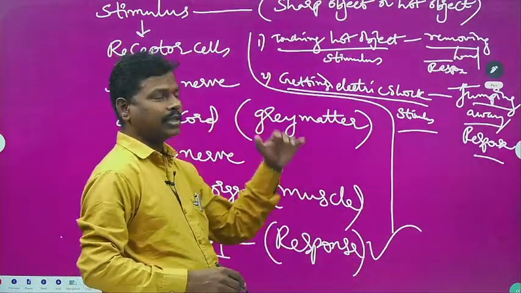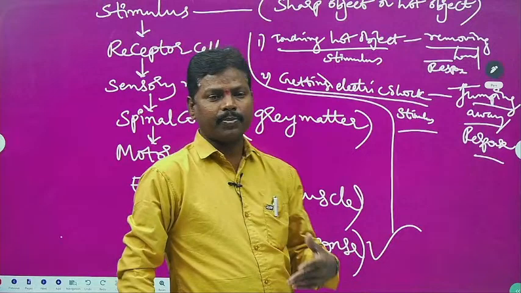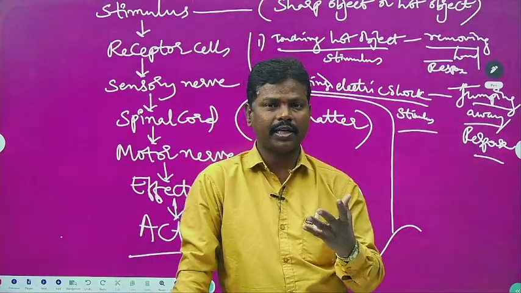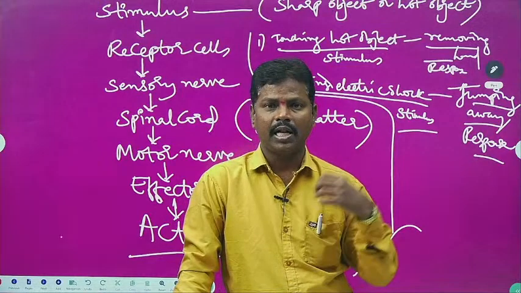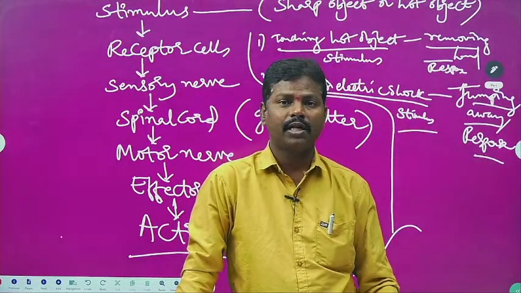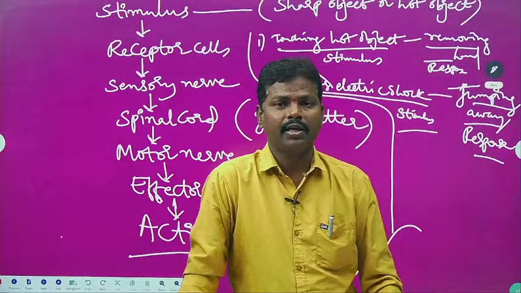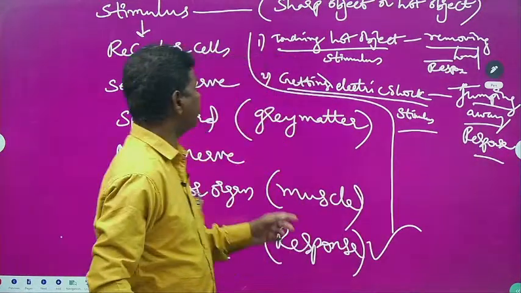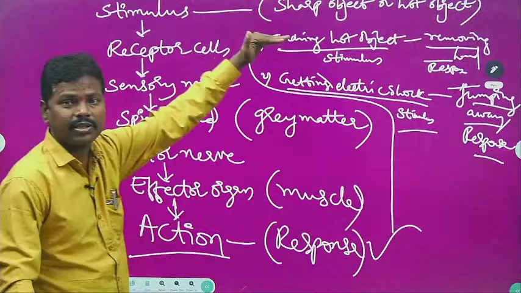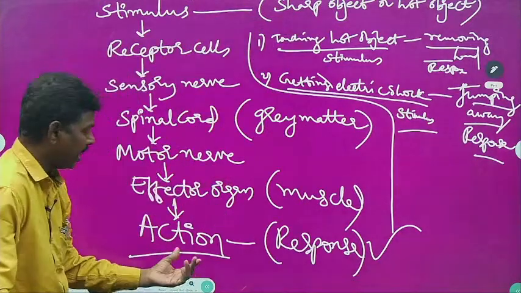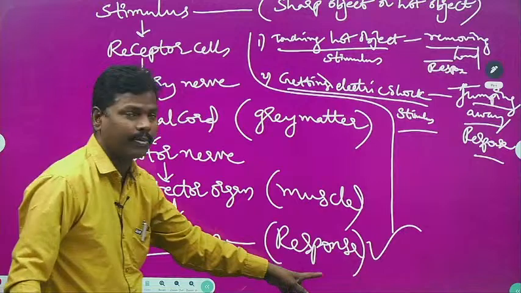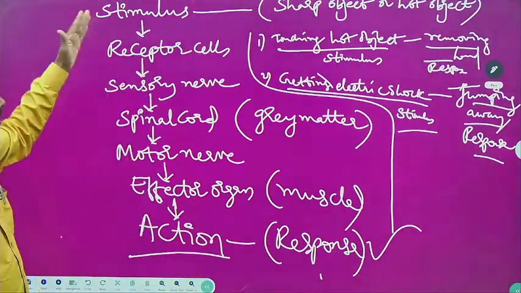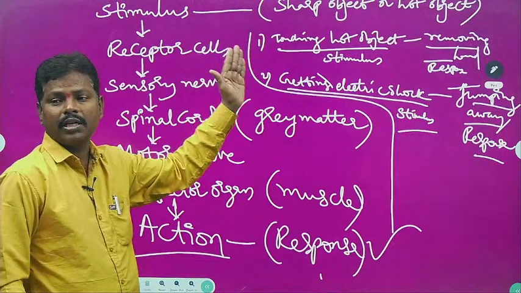So many examples are there. Suppose by seeing a tiger or lion, immediately we run away. So, seeing the tiger or lion is nothing but stimulus. Running away is the response. So, for every action, there will be equal and opposite reactions. Here see, the sensation starts from stimulus to action. Action will be shown in the form of response. So, this is nothing but the flow chart of reflex action.